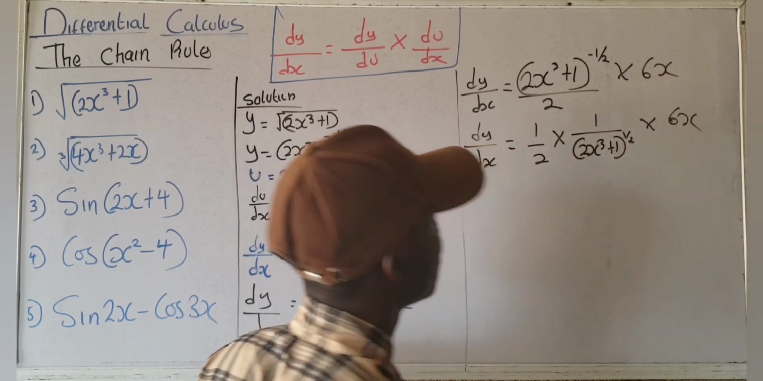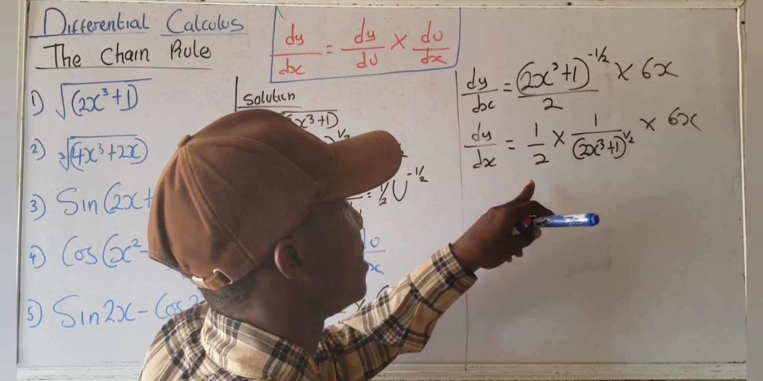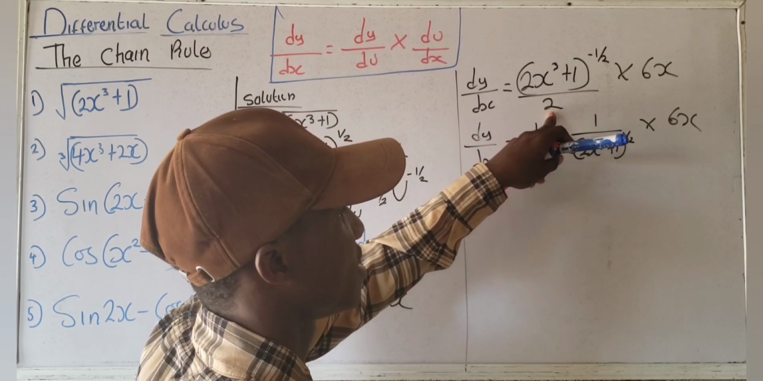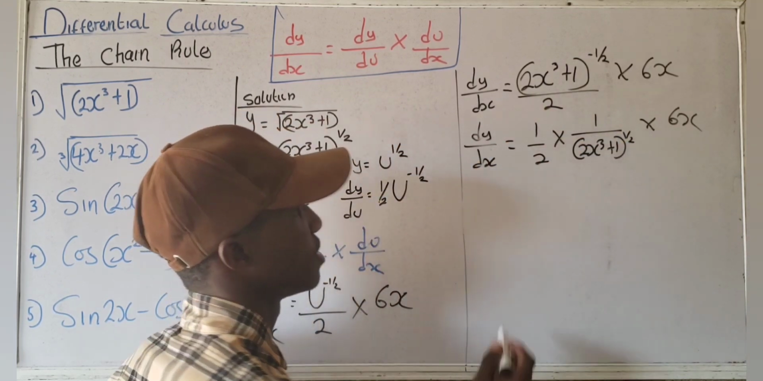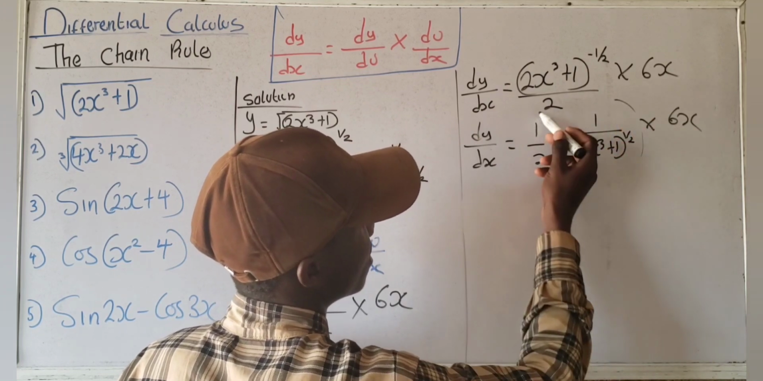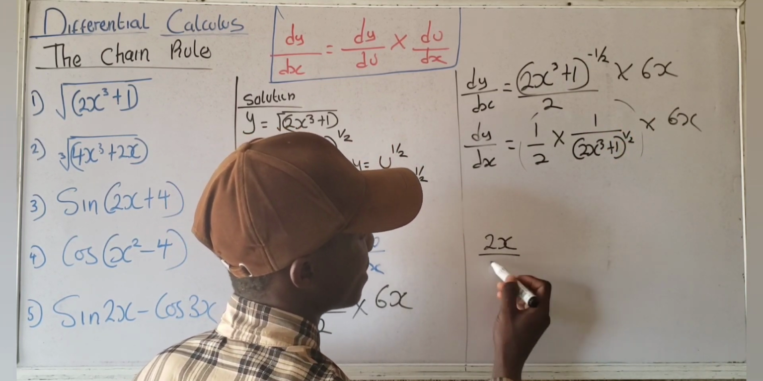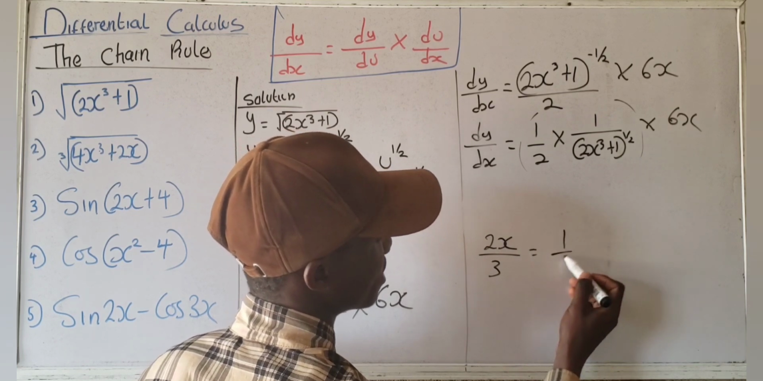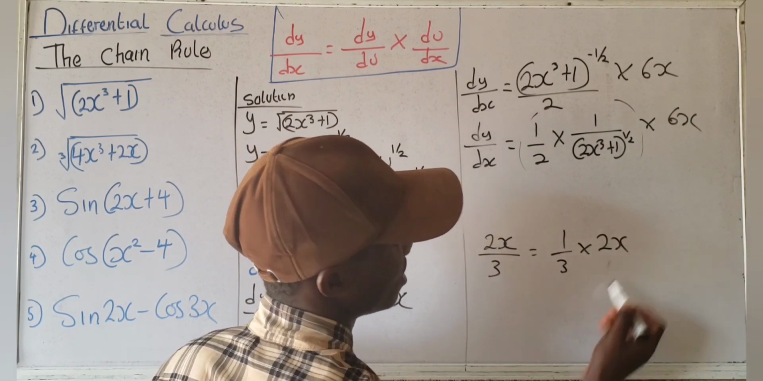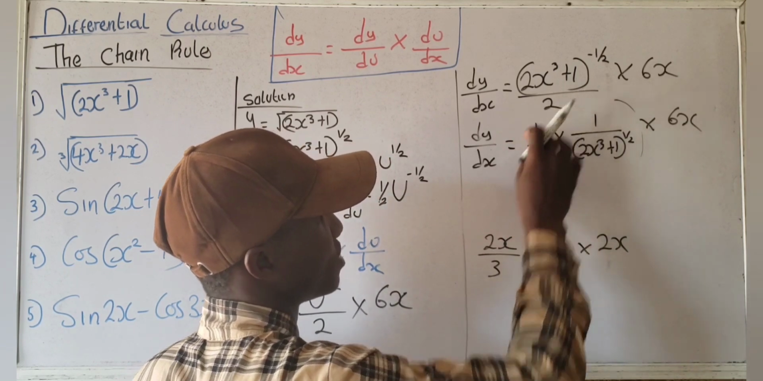Do you know what I did? This 1 over 2 that you see here is this. You understand? Please kindly pay attention. This function that you see here can be written as this. It's just like saying that 2x all over 3 can be written as 1 over 3 multiplied by 2x. Do you understand? So that's what I did. I just extracted this fraction over 2.